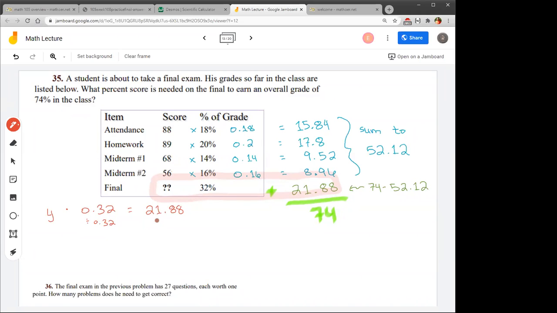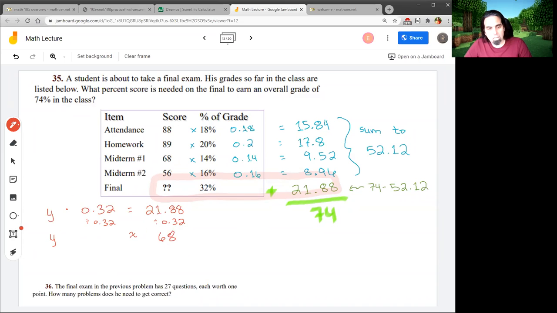And then once we do that, we have... Oh wait, did I just do that wrong? Oops, I just lost myself. So we have 21.88 divided by 0.32, which gives us about 68%, I think.